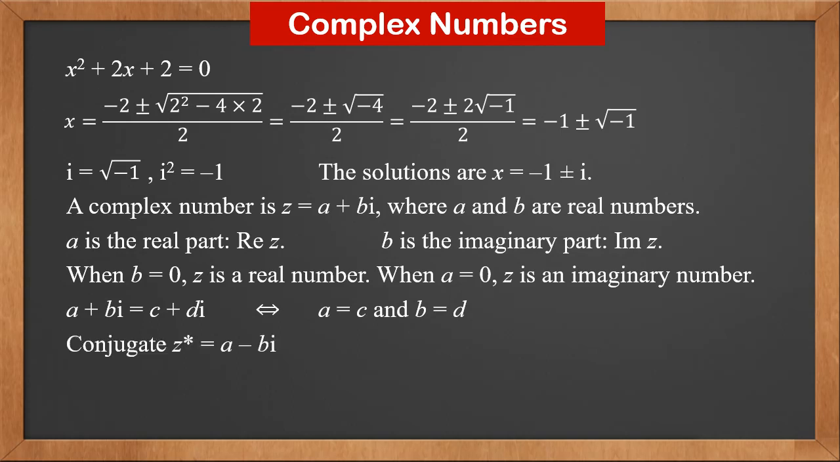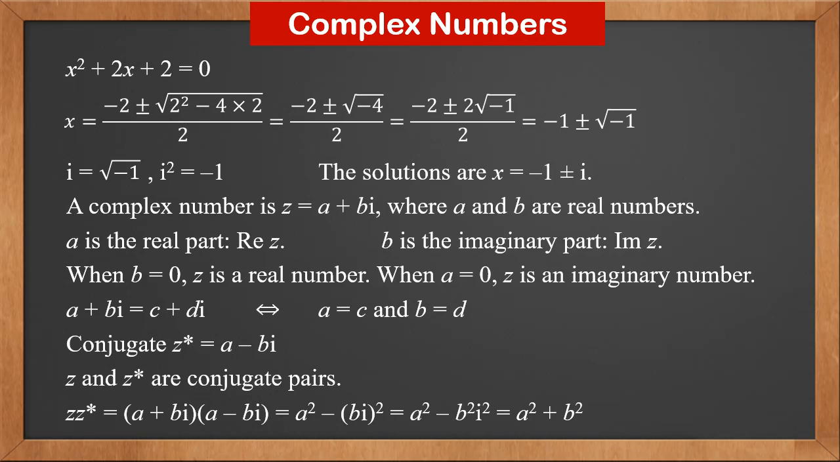z's conjugate is a minus bi, and written as z star. z and z star are conjugate pairs. z times z star is a plus bi times a minus bi. This is a squared minus (bi) squared. (bi) squared is b squared i squared. i squared is -1. So the product of z and z star is a squared plus b squared.